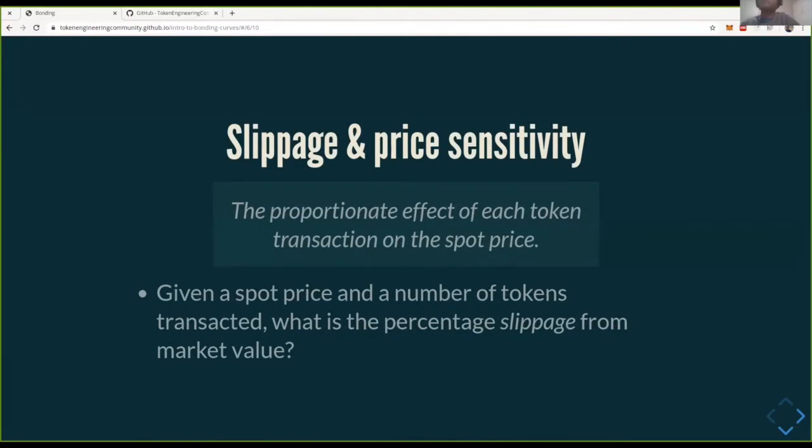The idea of slippage and price sensitivity, this would be the effect of a token transaction on the spot price. And I think all you need to know here is that the reserve ratio and the inverse leverage ratio, both of these properties affect how sensitive your pricing mechanism is to trading and transactions. If you were to use Uniswap, you would be given a percentage, which would indicate what slippage you would get from transacting.